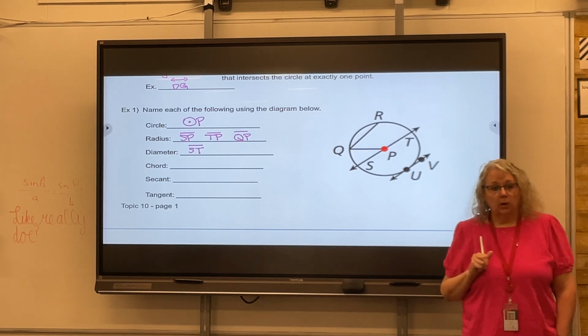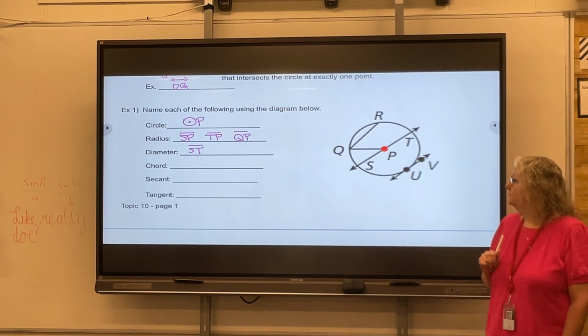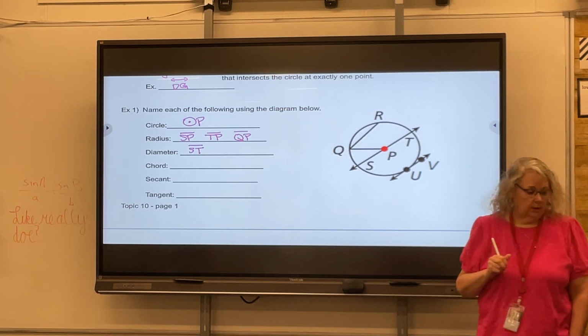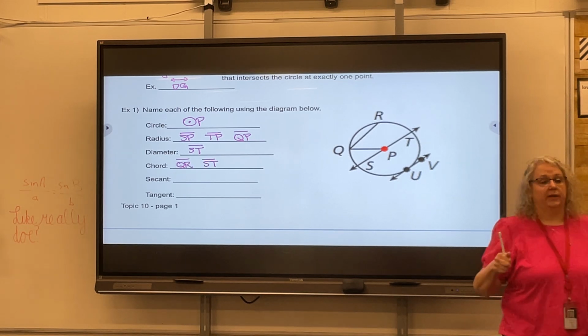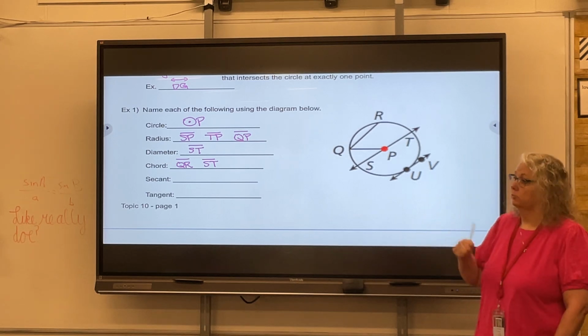What is a chord in this picture? There are 2. QR is one, and ST is one, because a diameter is a chord. It's just the chord that goes through the center.